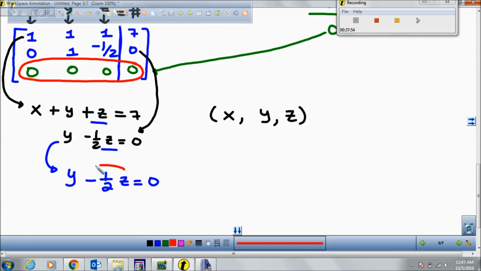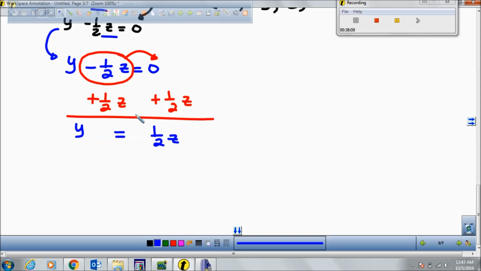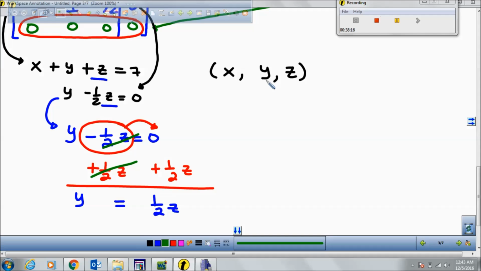We're going to move this negative 1/2 z to this side. So you're going to end up with y equals 1/2 z. 0 plus 1/2 z, 1/2 z. So those two cancel out. So this is going to be the answer for y. But now, to find the other equation, the x equals equation, an equation that we're going to solve for x, you're going to substitute this value of y into the y of the first equation.